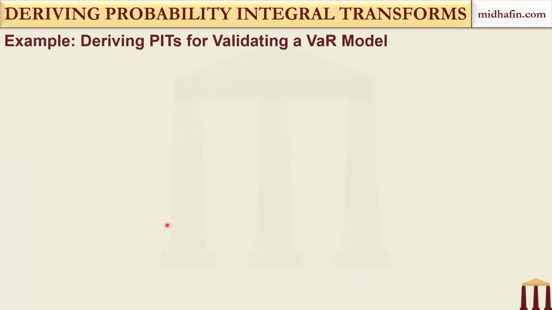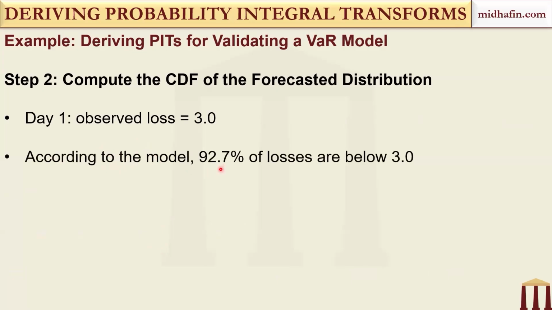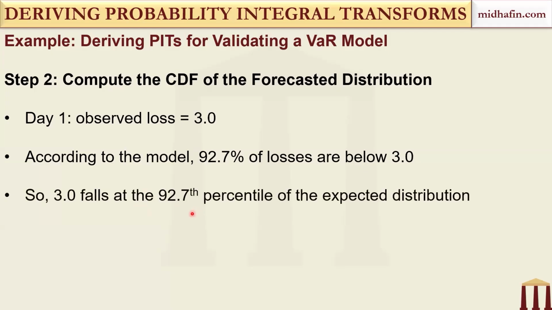Now, step 2, the bank actually tracks actual losses over time and compares them with the predicted distribution. So let's say on day 1, the observed loss is 3.0. The model will estimate that 92.7% of the losses should be less than or equal to 3, based on the CDF of that normal distribution that we just discussed. So basically this means that according to the model, 3 falls at the 92.7 percentile of the expected loss distribution.